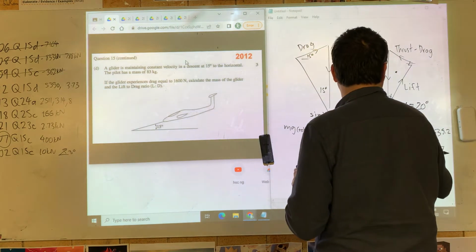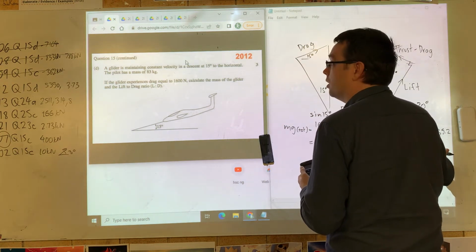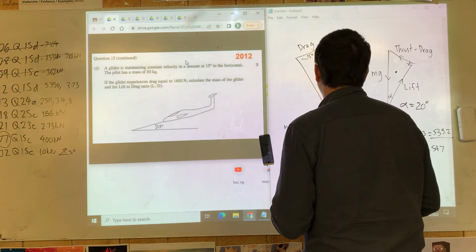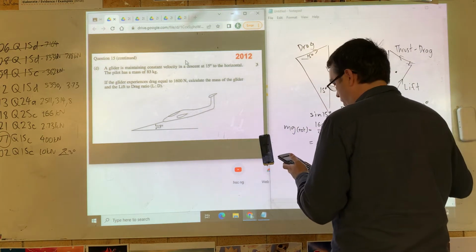Okay, what did they want? They want this one here. That's the answer they want. Do they want the mass of the glider? Yeah, they want the mass of the glider. Calculate the mass of the glider. It's 535.2.